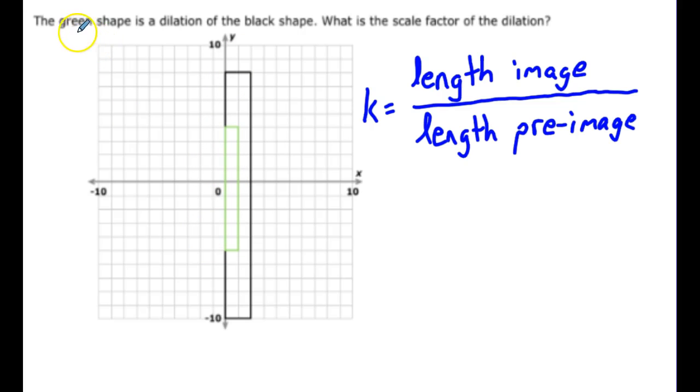The image, remember, is the green shape because that's a dilation of what we started with. So the length of this green one, 1, 2, 3, 4, 5, 6, 7, 8, 9 units. So K is equal to 9 divided by, now we have to take the corresponding side of the black shape. We have 8 units plus 10 units would be 18, which of course we can simplify down to 1/2. So the green shape is a dilation of the black shape with a scale factor of 1/2.